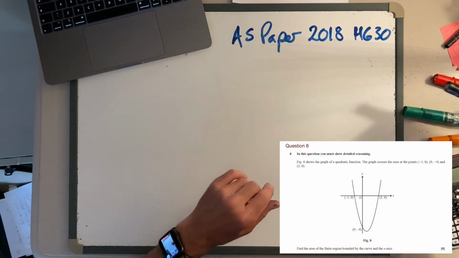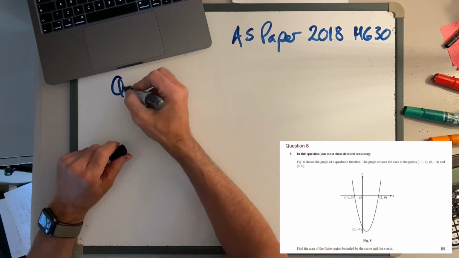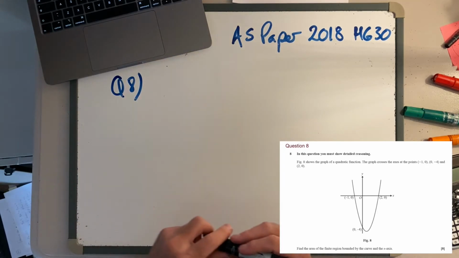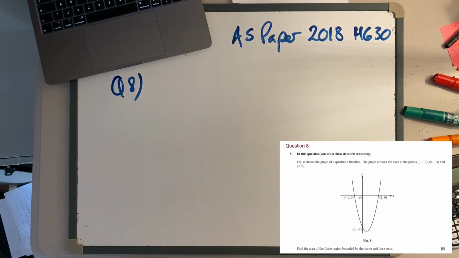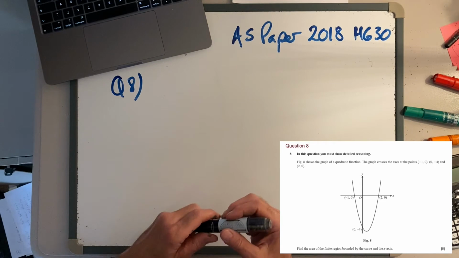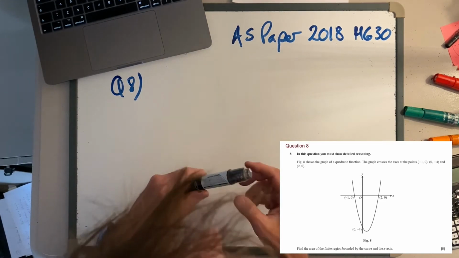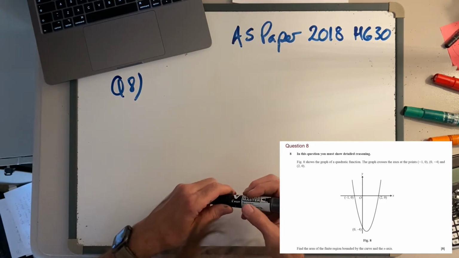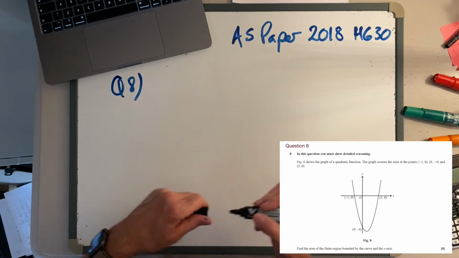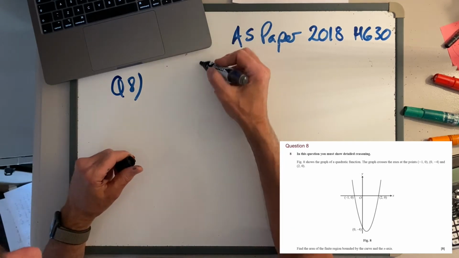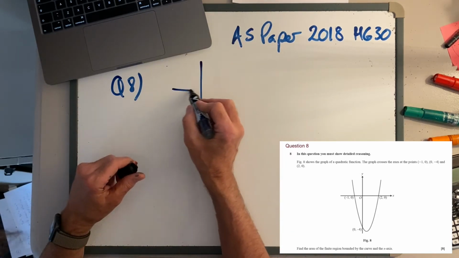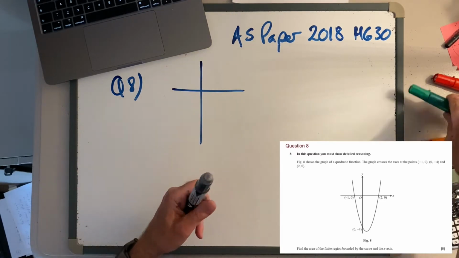Right, okay, so question 8. The graph shows a quadratic function, crosses at those points there. Find the area of the finite region bounded by the curve and the x-axis. Okay, so let's just sketch this out.